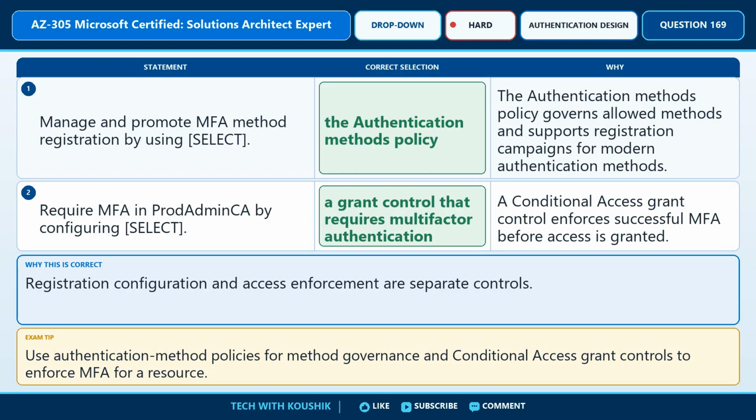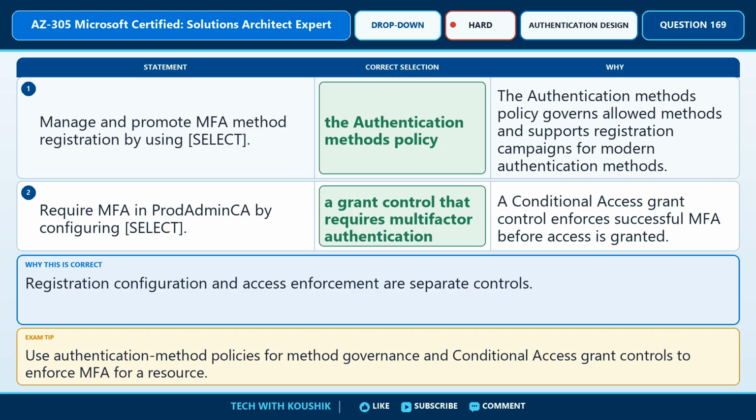For statement 1, select the authentication methods policy. The authentication methods policy governs allowed methods and supports registration campaigns for modern authentication methods. For statement 2, select a grant control that requires multi-factor authentication. A conditional access grant control enforces successful MFA before access is granted.